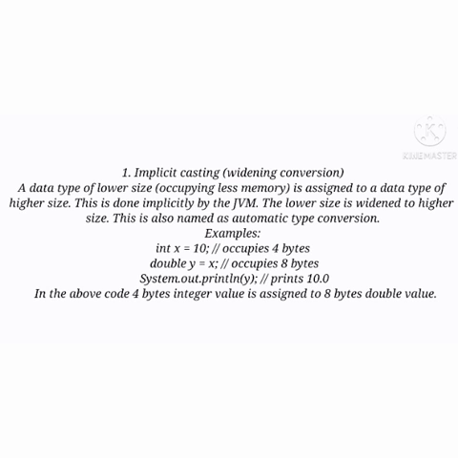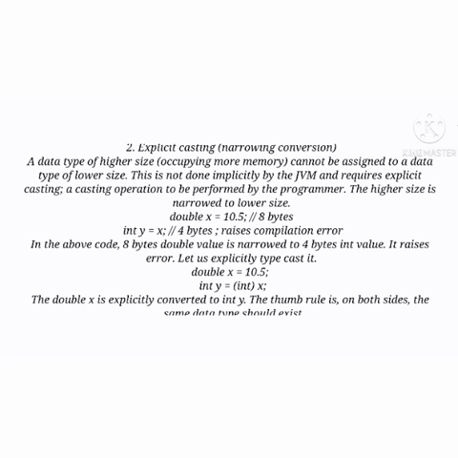And next one is explicit casting. It is also known as narrowing conversion, meaning a data type of higher size, which occupies more memory, cannot be assigned to a data type of lower size. This is not done implicitly by the JVM. It requires explicit casting, a casting operation to be performed by the programmer. The higher size is narrowed to lower size.